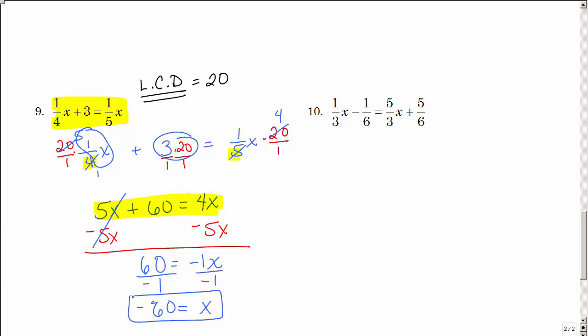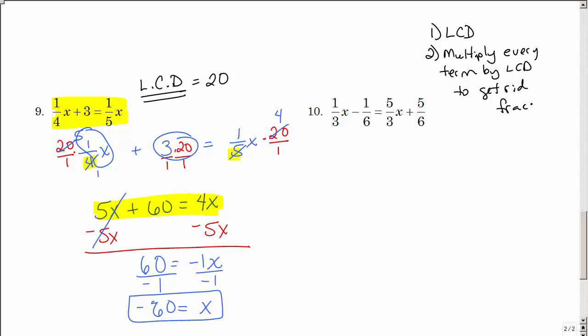So let's just review what we did. In step 1, we found the LCD. Step 2, we multiply every term by the LCD. Why? To get rid of all the fractions. Okay, that's why I'm doing it this way. You don't have to, but that's what I'm going to do.